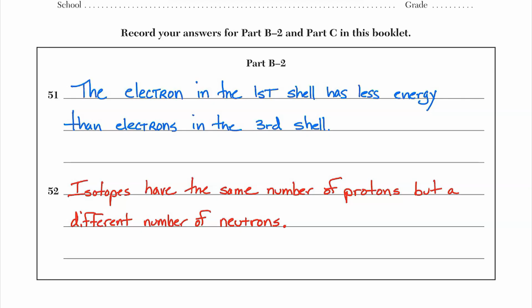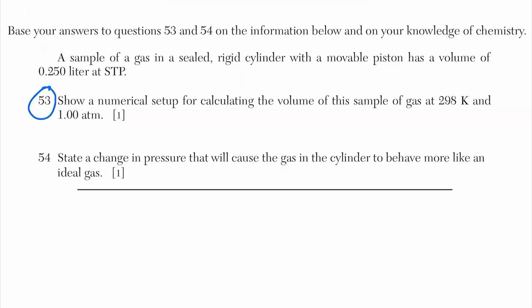On to number 53. Show a numerical setup for calculating the volume of this sample of gas at 298 K and 1 atmosphere. So I had a little blurb up here. And I know I always go to the question, but sometimes you have to go back. But what I will say about this question is they want just a setup. So therefore, this is going to be some kind of calculation. So I need a formula. But notice they're looking for calculating the volume. Notice I'm at a temperature and there's a pressure given to you. So my friends in chemistry, this is a gas law problem.